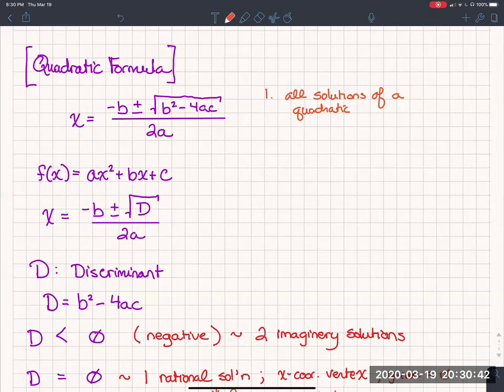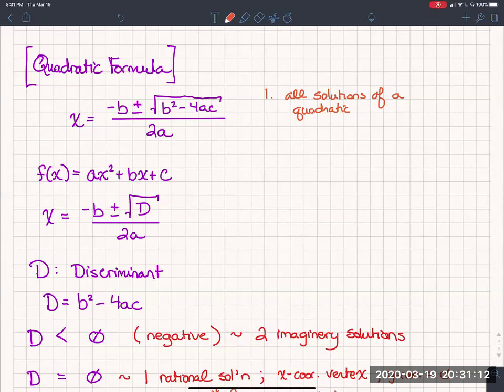Now, the first thing we have to emphasize is that the a, b, and c in the quadratic formula come from the coefficients of the quadratic equation in standard form. So a is your leading coefficient, b is the coefficient of your x variable, and c is your constant term of the equation written in standard form, ax squared plus bx plus c.